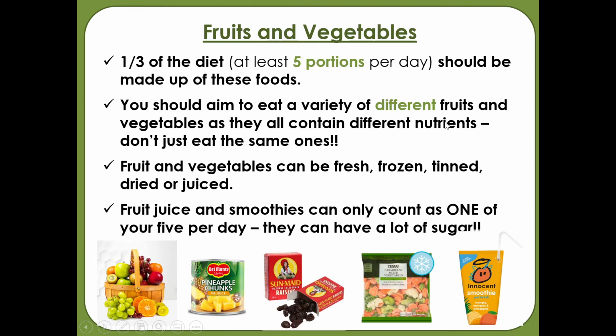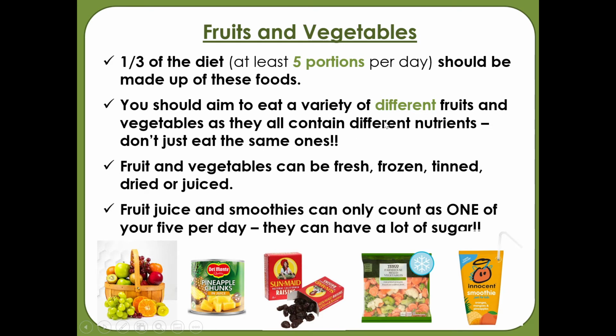So in terms of how much we need to get, a large portion of our diet, so a third of your daily diet, should be fruit and vegetables. And that should be at least 5 portions per day, okay? So everybody's familiar with that. 5 portions are your 5 a day, okay? You should also aim to eat a different variety of fruit and vegetables as they all contain different nutrients. So don't just eat all the same ones. Don't just stick to apples if you all like apples. You need to have a variety.